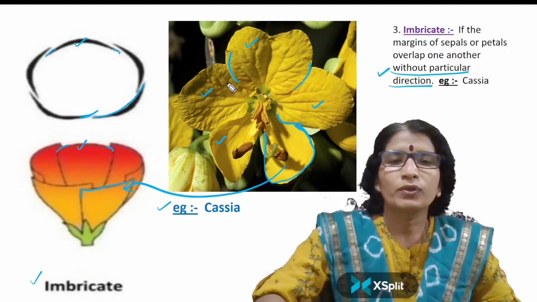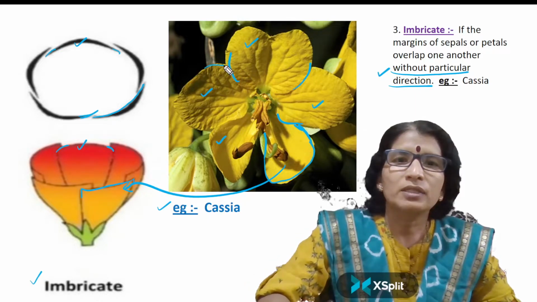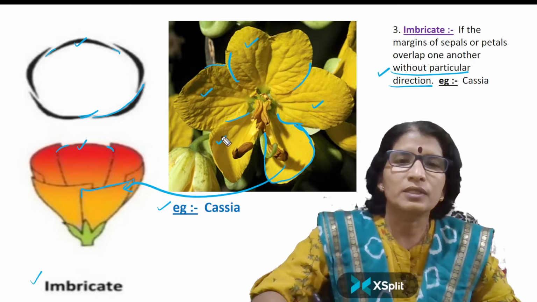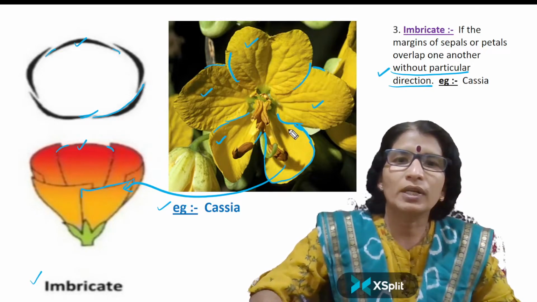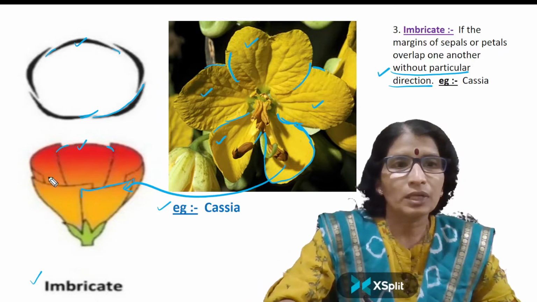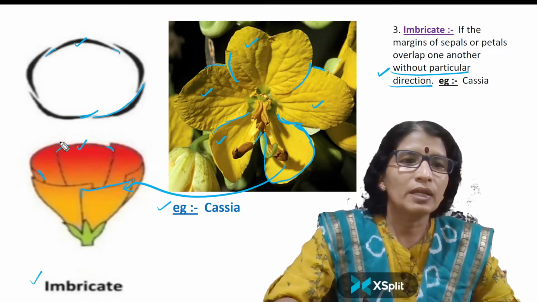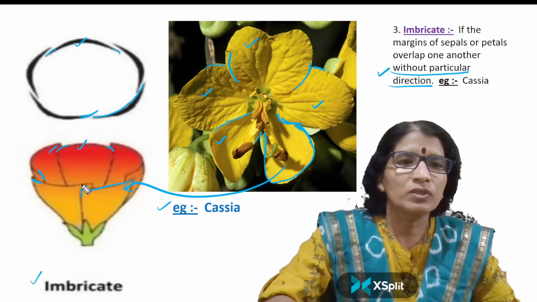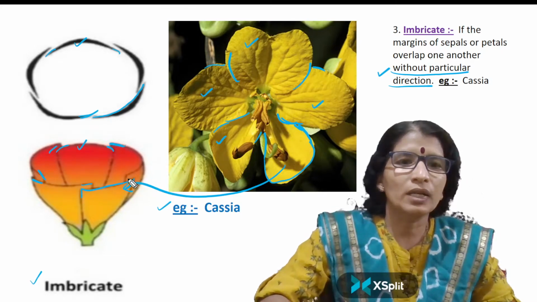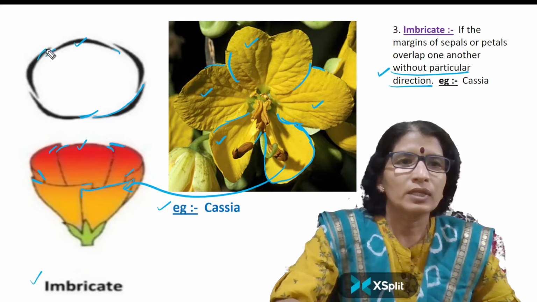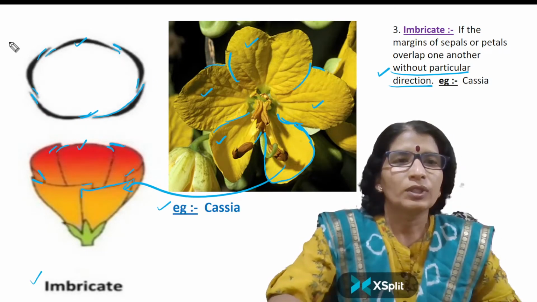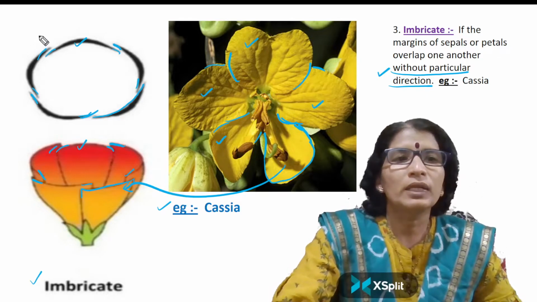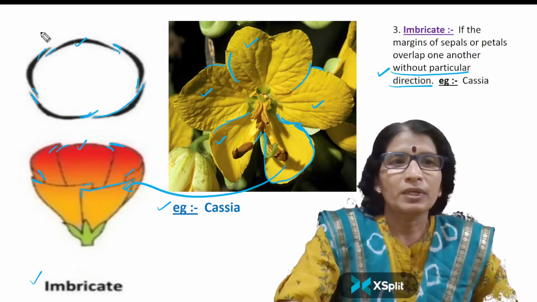In the diagram also you can see clearly this margin is outside and this margin is inside. This margin is outside and this is inside. This margin is outside and this margin is inside. So the 3 petals' margins are, one is in and one out. This is outside and this is inside. This is outside and this is inside. Here also you can see this is out, in, out, and in. This is the diagrammatic representation of only the arrangement of sepals or petals margins.